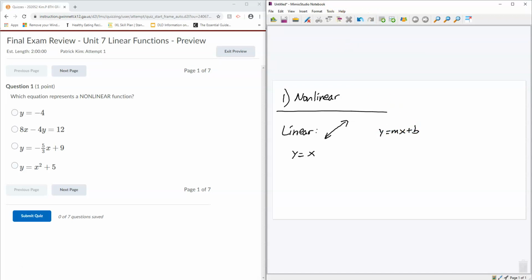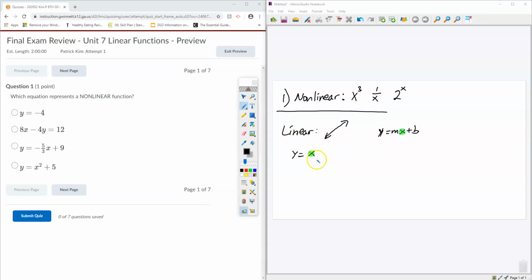But here, the key is, this x has no exponent. Okay, there is an x and there's no exponent. And that's the most important part. If x has an exponent, for example, x to the third power, or even when x is in the denominator, like this, or when x is in the exponent, like this, all of these are nonlinear. The only time a function is linear is if x has no exponent.